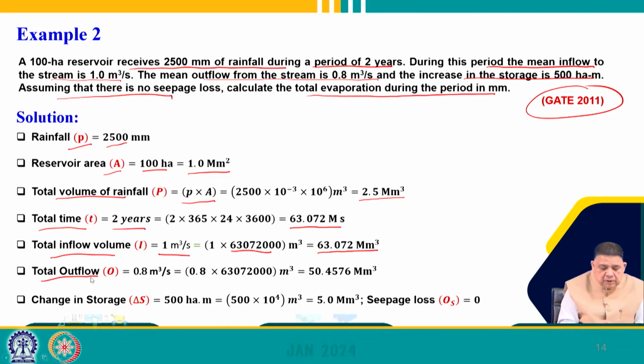Total outflow is 0.8 million cubic meter per second. So, obviously, that has to be also multiplied with time 2 years or 63.072 million seconds. So, this value comes out to be 50.4576 million cubic meter, and change in storage is given as 500 hectare meters.